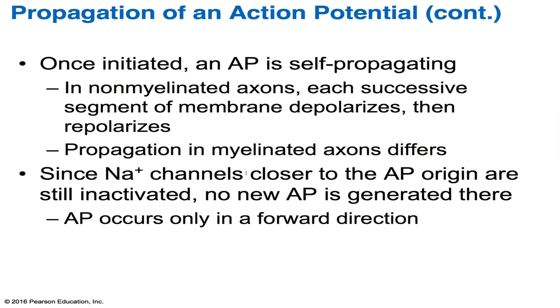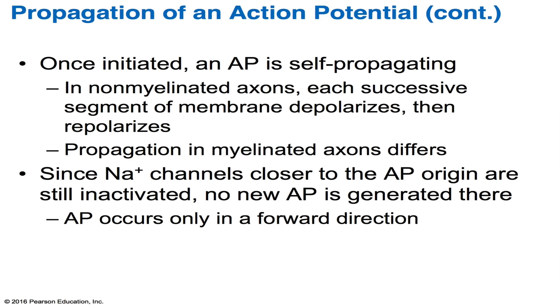In myelinated axons, propagation is different. So what happens between the two is this. In myelinated axons, conduction of the action potential regenerates only at the nodes of Ranvier, because at the other parts of the axon, where it's myelinated, we don't have that many sodium voltage-gated channels. We only find a very high concentration of these voltage-gated sodium channels at the nodes of Ranvier. So the action potential jumps from node to node to node. And it's the myelin sheath that does the conduction between the nodes. We call this saltatory conduction.